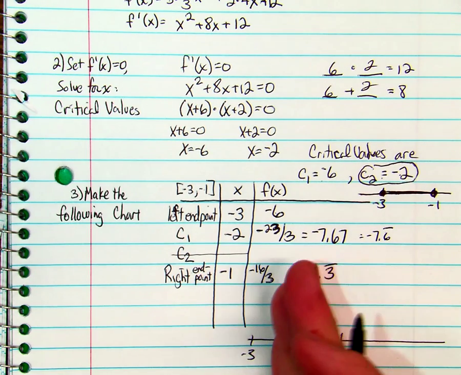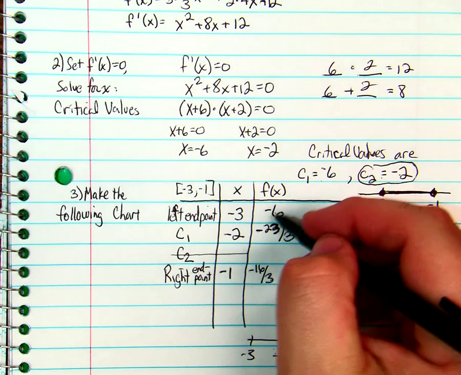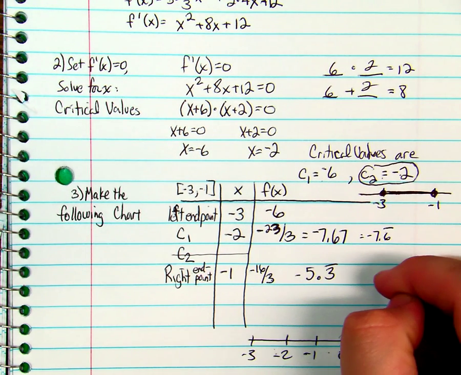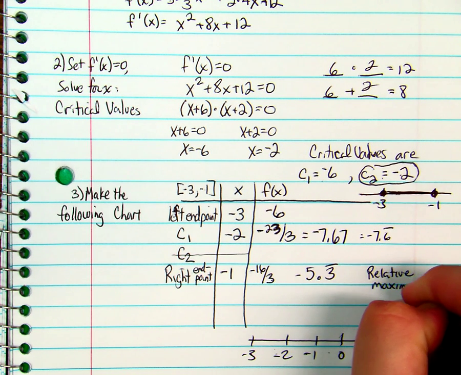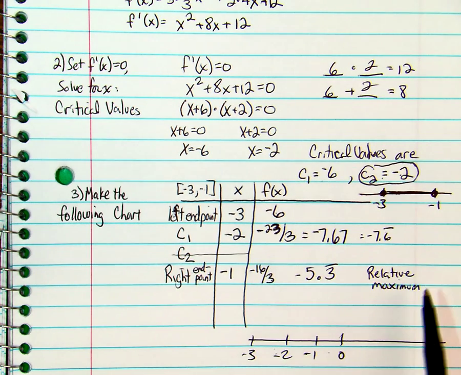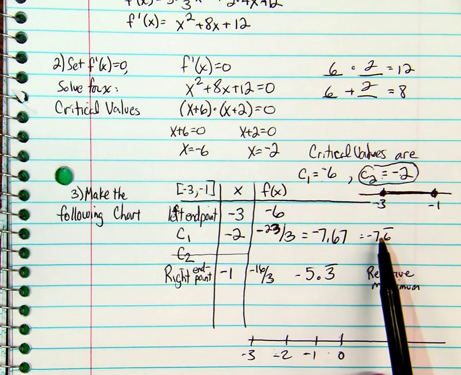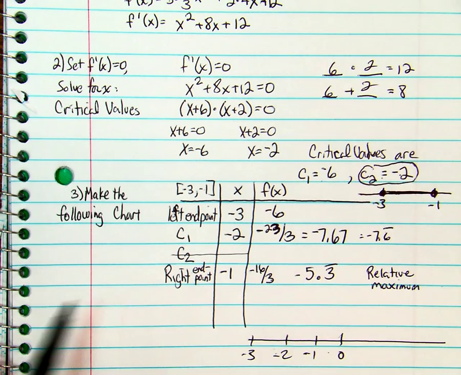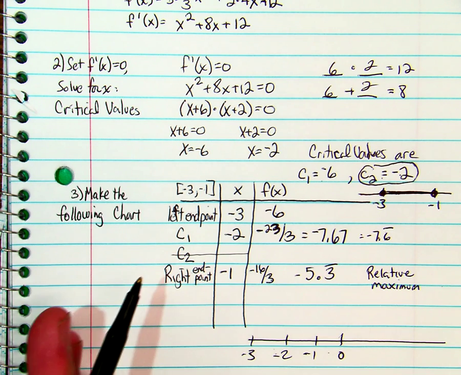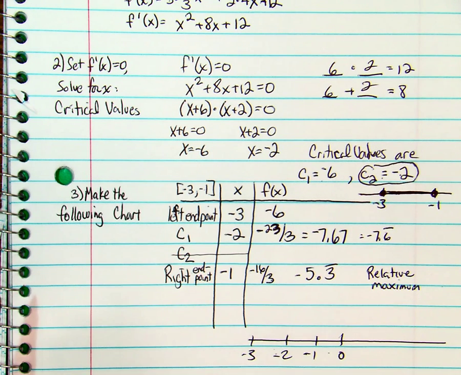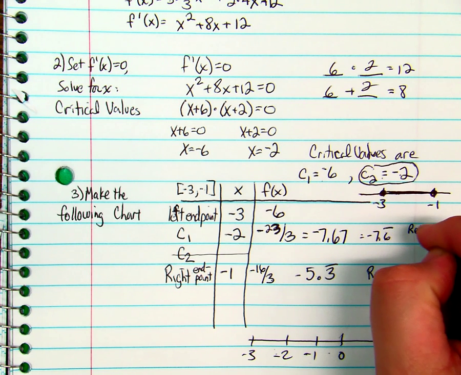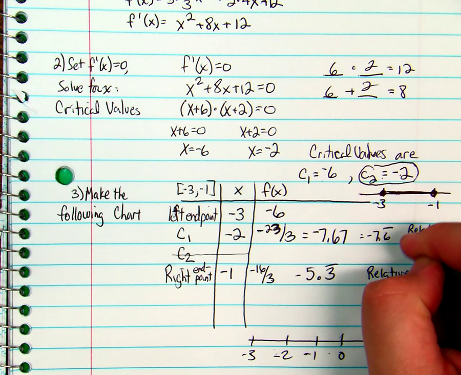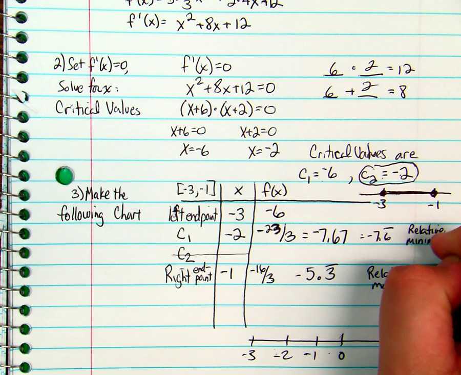The smallest negative number is right here. This is going to be my relative maximum. And the bigger the number is that's negative, the smaller it is. So that's going to give me the most minimum number on the interval. This is going to be my relative minimum on the interval itself.